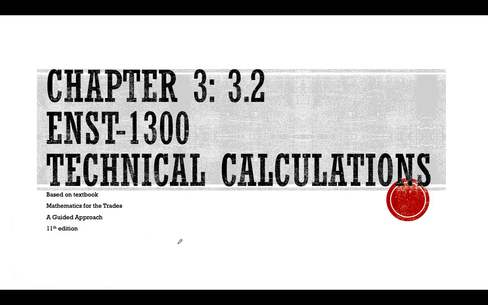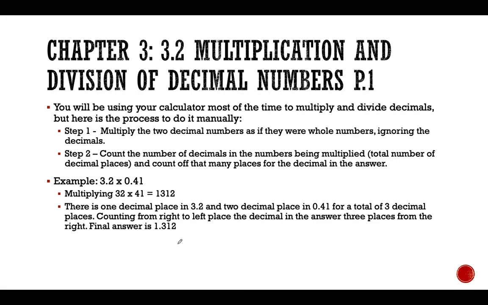Chapter 3, Section 3.2, Multiplication and Division of Decimal Numbers. Most of the time you'll be using your calculator, but here's the process to do it manually. For multiplication, multiply the two decimal numbers as if they were whole numbers and ignore the decimals. Then count the total number of decimal places in the numbers being multiplied, and count off that many places for the decimal in the answer.